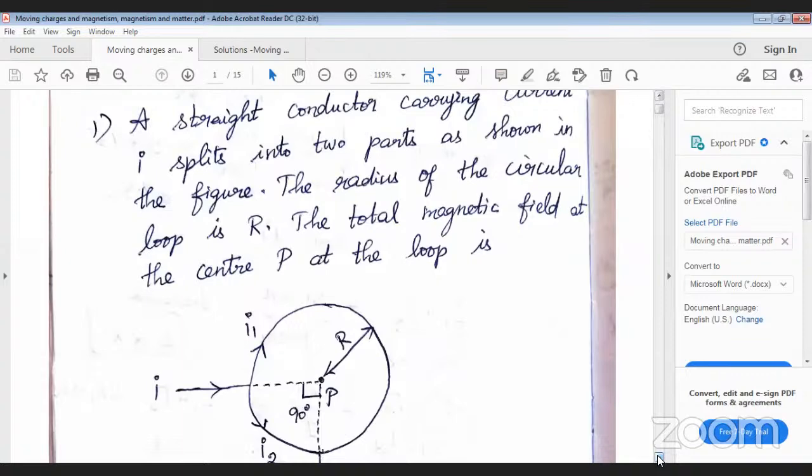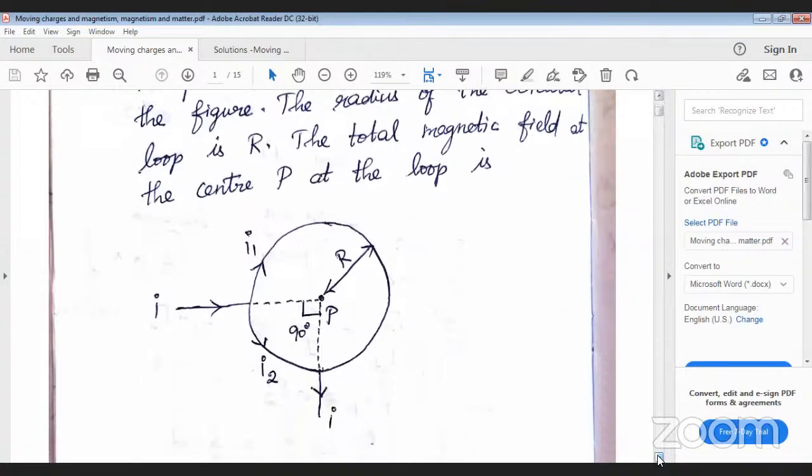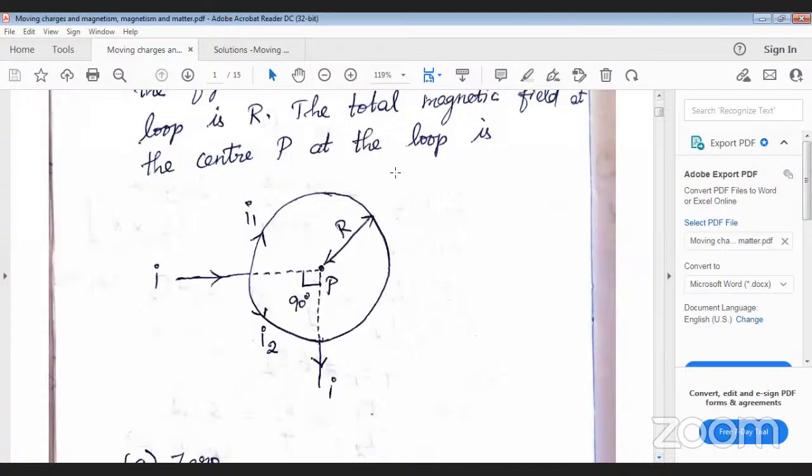The radius of the loop has been given, and the current after entering this point splits into two, that is I1 on this portion and I2 on this portion, and we need to calculate the magnetic field at the center P due to the entire loop. So that's what we have to do, and now we shall discuss the solution for that.